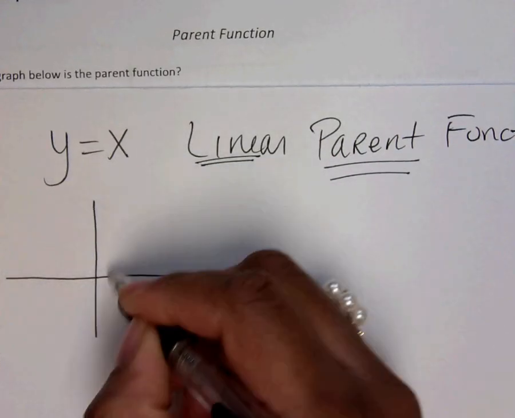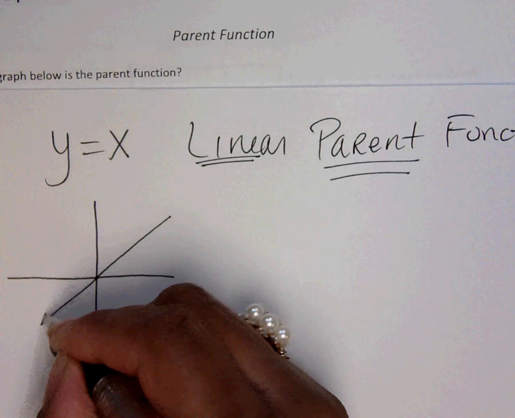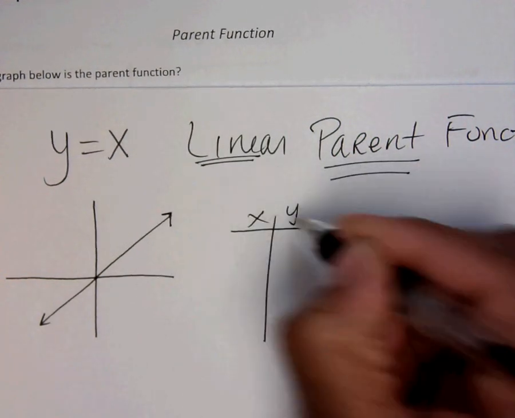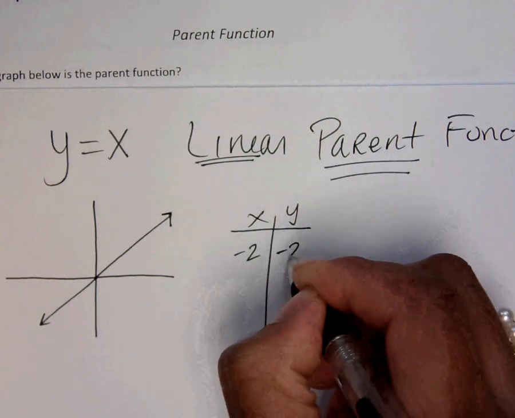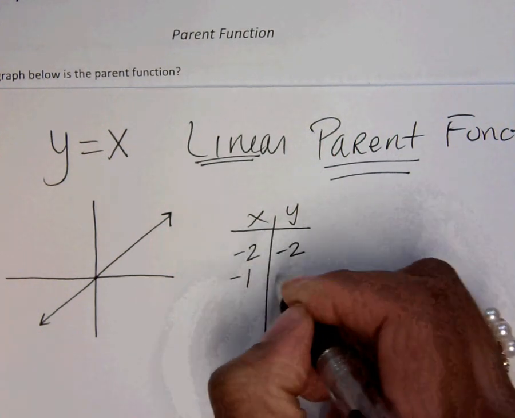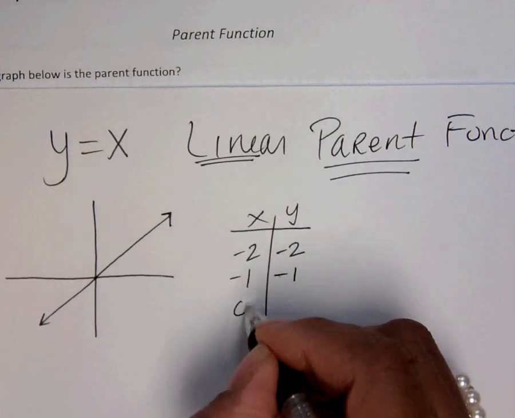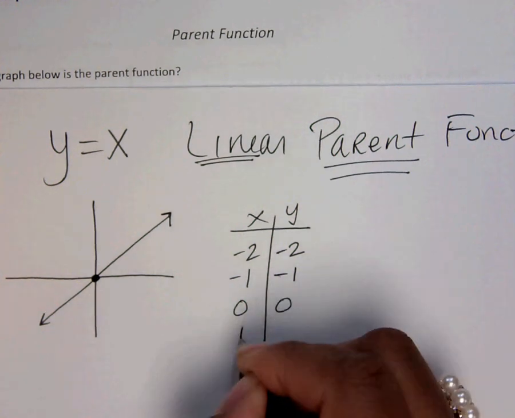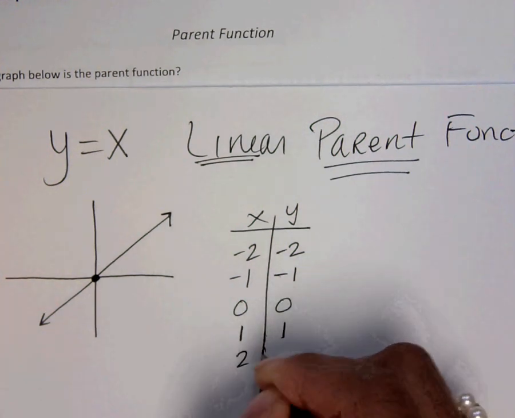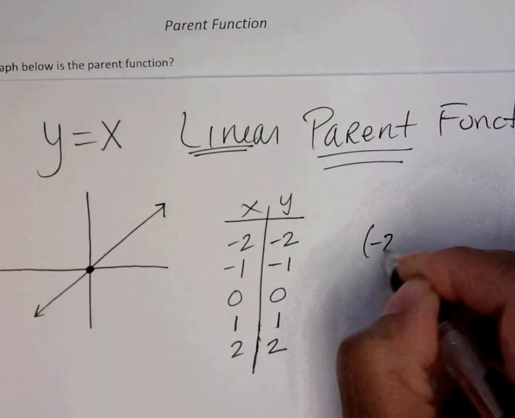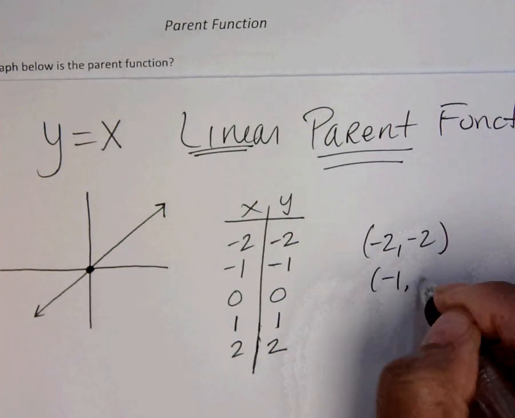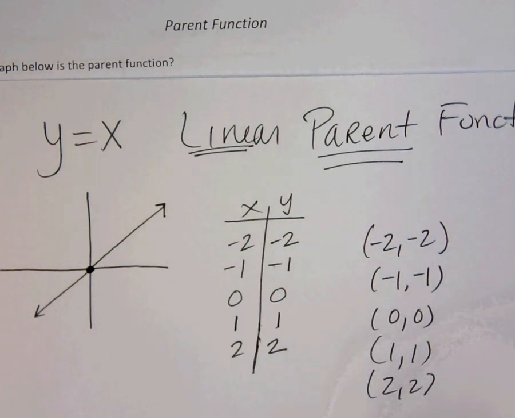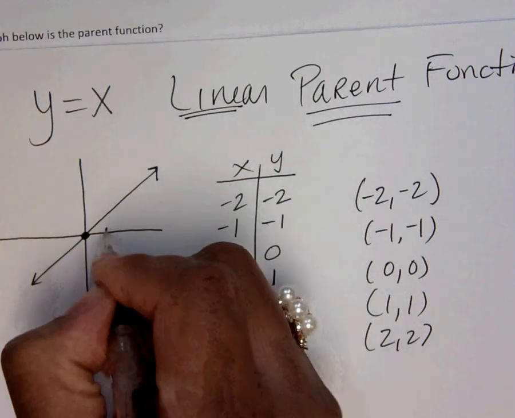Well, the parent function is always positive, will always go through 0, 0. And because y equals x, when x is negative 2, y is negative 2. When x is negative 1, y is negative 1. When x is 0, y is 0. That's why it goes through 0, 0. When x is 1, y is 1. When x is 2, y is 2. In other words, these ordered pairs must be on the graph.